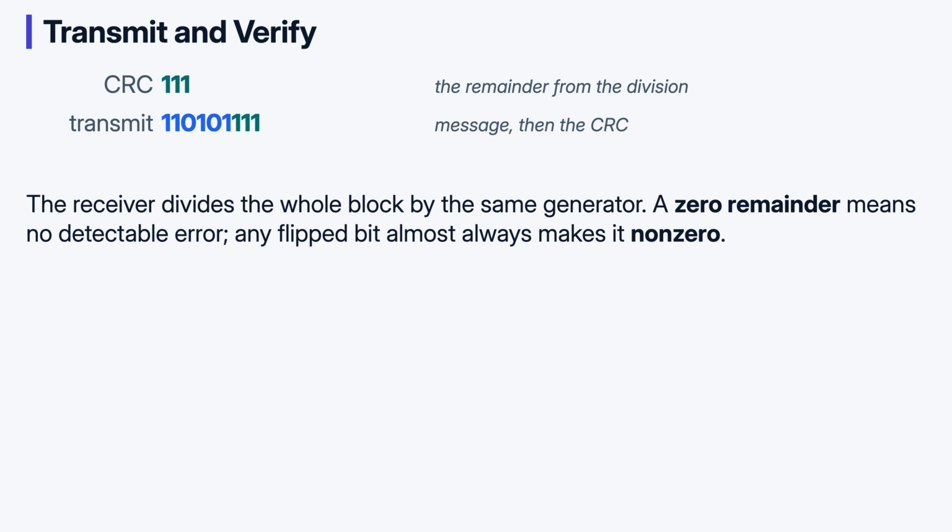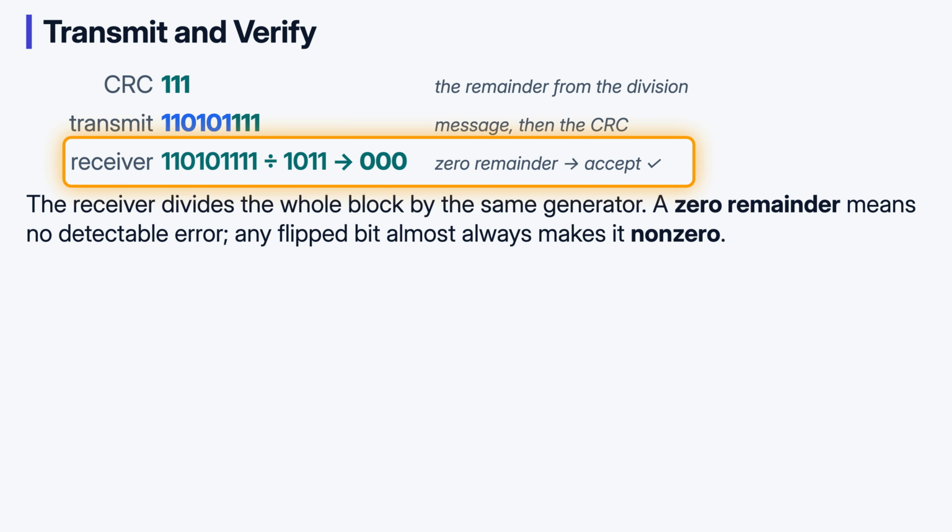The sender transmits the message followed by the check value, 110101, then 111. The receiver divides the whole block by the same generator, 1011. If the data is clean, the remainder is 000, and the block is accepted. Any flipped bit almost always makes the remainder non-zero, and the error is caught.